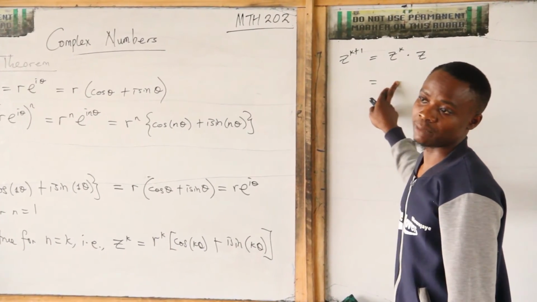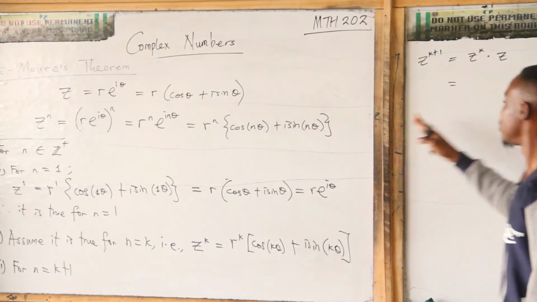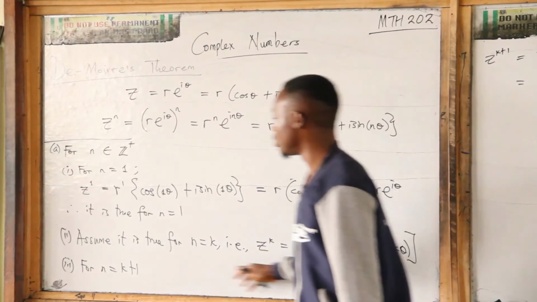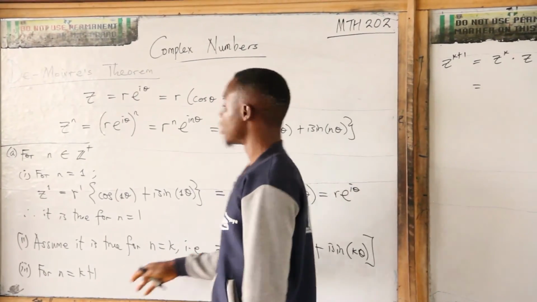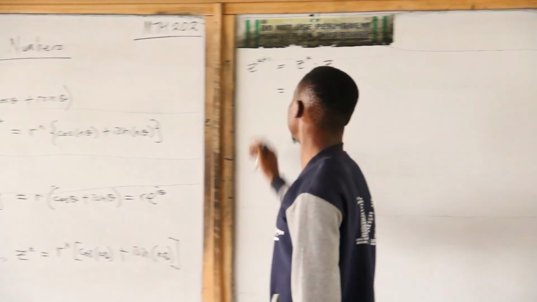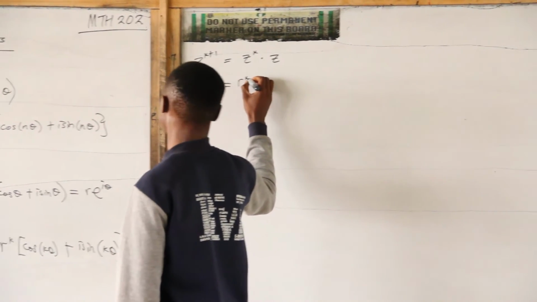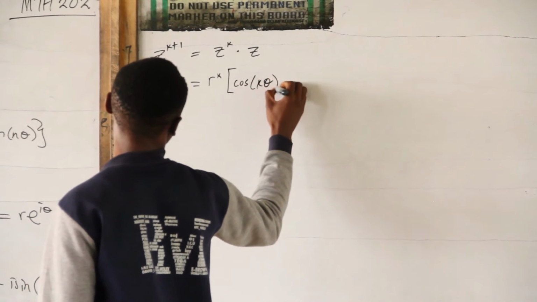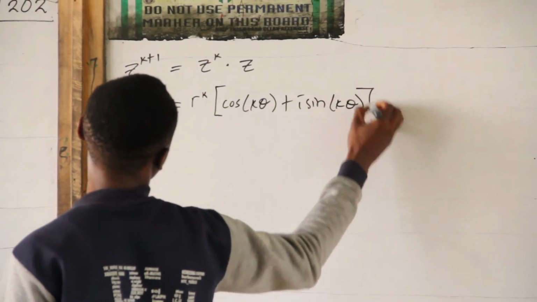That's what we mean by mathematical induction. That is, if this is true, we want to find out if it is true for n equal to k, it is also going to be true for n equal to k plus 1. Is it making sense to you? So if it is true for n equal to k, then definitely z raised to the power k should be r raised to the power k into cos k theta plus i sine k theta. Does that make sense? Okay.